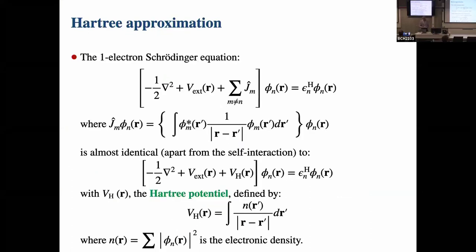So these equations that I was showing to you are very similar to the ones that you may know, where we introduce the Hartree potential here, and the Hartree potential is given by the integral of the density divided by the distance r prime here, and the density is given by the sum over all the wave functions of the square modulus of this one-electron wave function. So can you tell me the difference between the two equations, actually? So between this one and this one, very similar, but there is a slight difference.